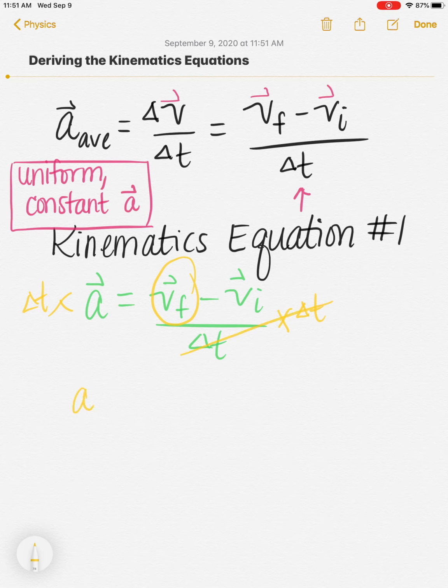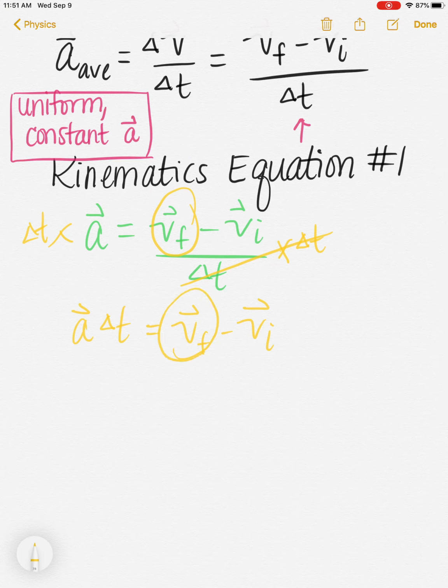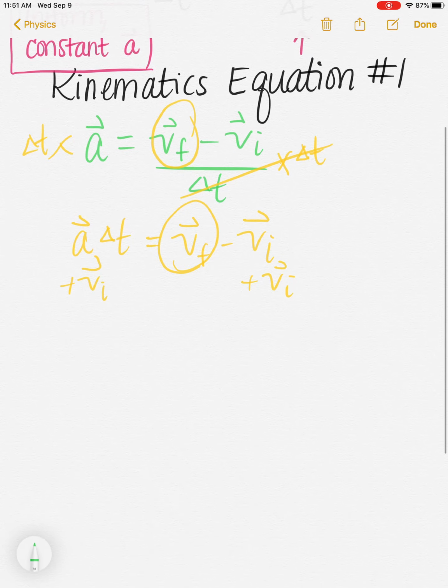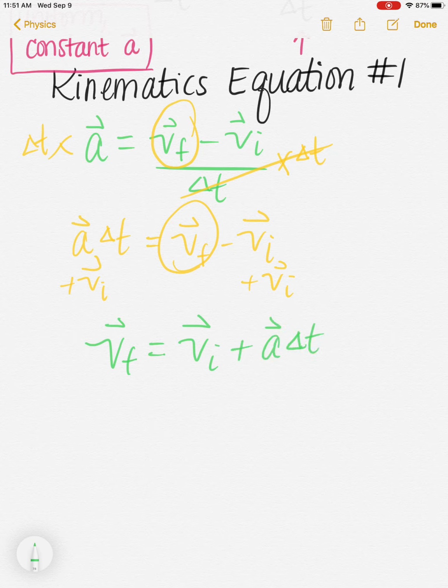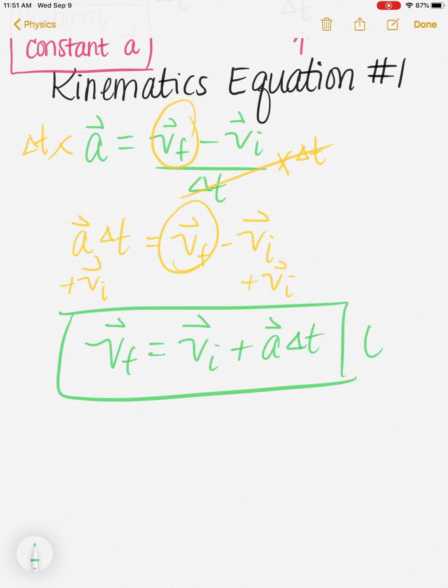So this is now going to give us that acceleration times the change in time is equal to final velocity minus initial velocity. So if we want to get final velocity by itself, we have to add initial velocity to each side, and our final equation, once we clean it up, becomes final velocity is equal to initial velocity plus acceleration times the change in time. That is equation 1 for kinematics equations.